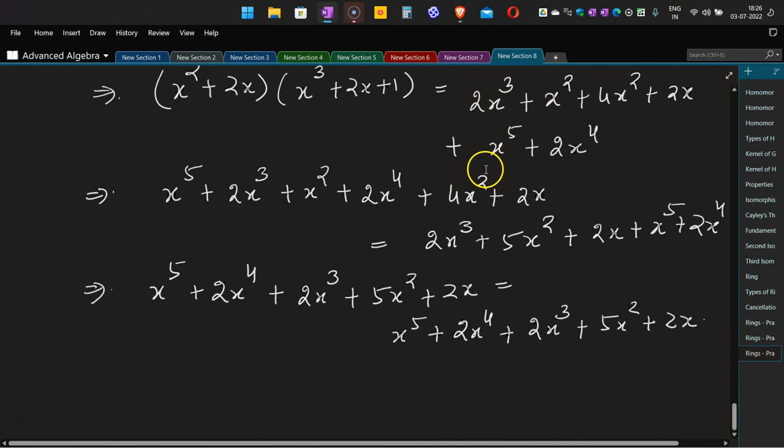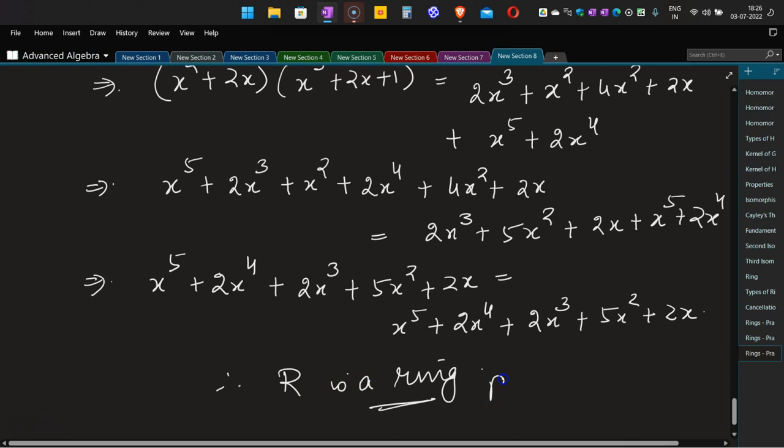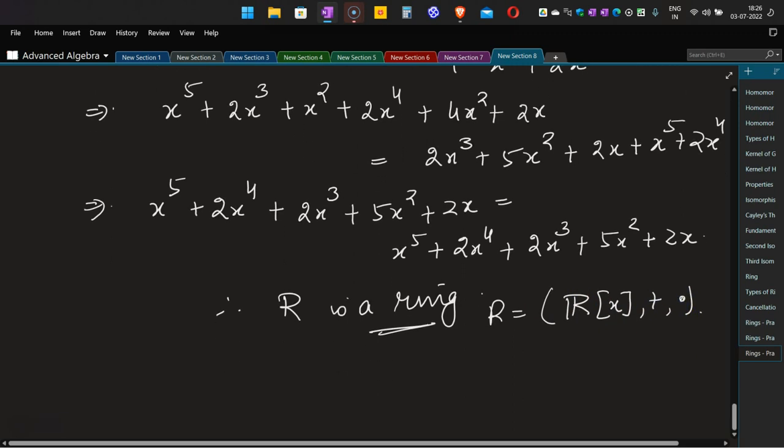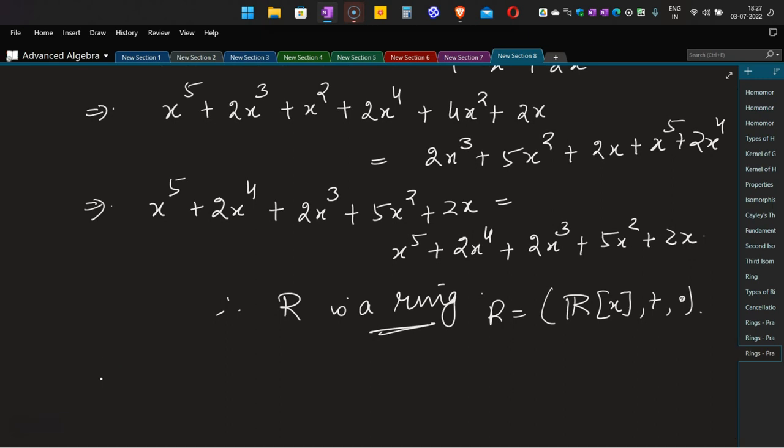So therefore R is a ring, where R is equal to the set of all polynomials with real coefficients under addition and multiplication. Okay, so that is another set of examples. That's it for now.